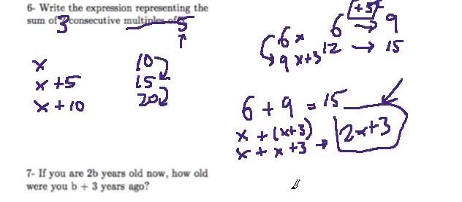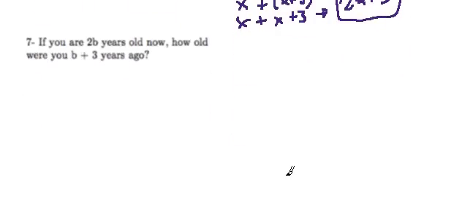Now an even more challenging question we have here. If you are 2b years old now, how old were you b plus 3 years ago? This one also has two ways of tackling it. I'm going to show you the way that I think is best suited for figuring out how to do a question like this. Because you might be looking at this and you say, okay, well, the CSI technique says to replace the letter with a number, right? I'm actually going to suggest that you replace this whole algebraic expression, 2b, with a number.